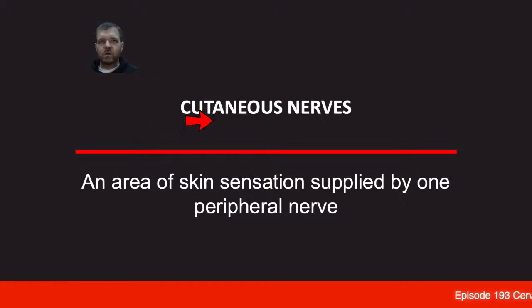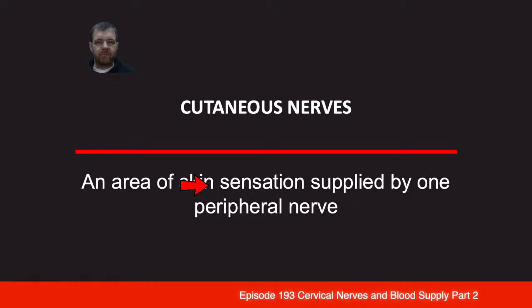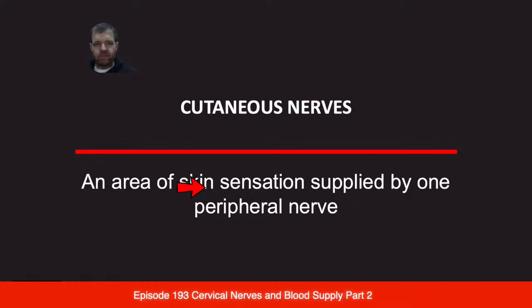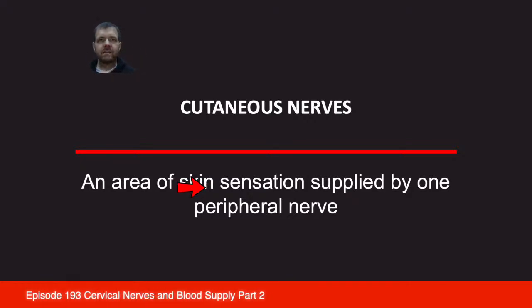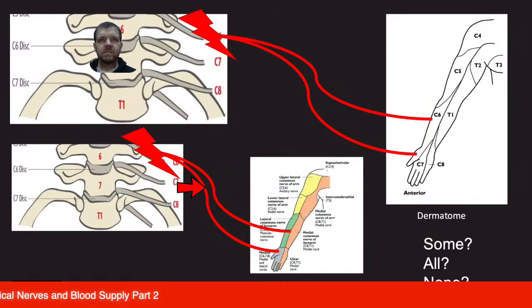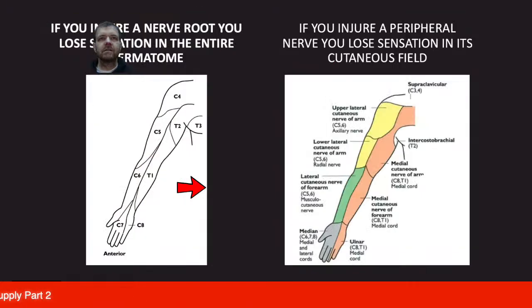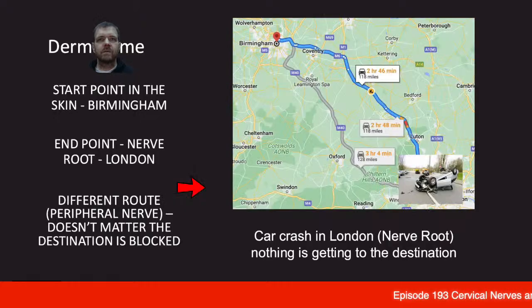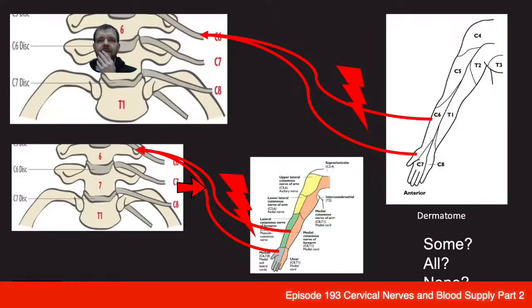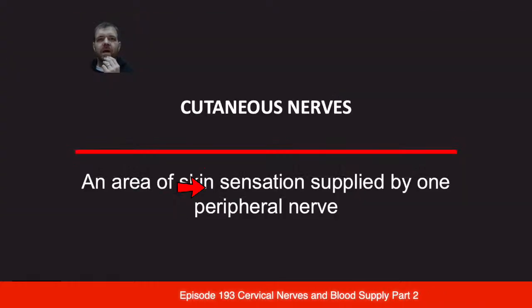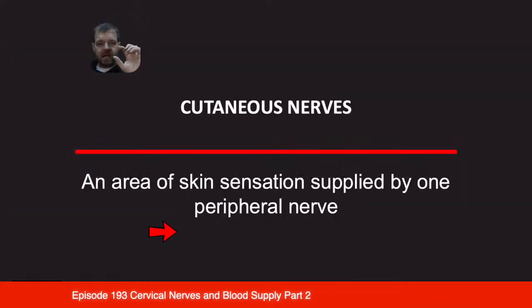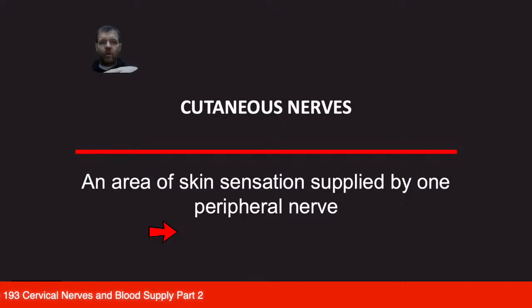Then we have something called cutaneous nerves. This is an area of skin sensation supplied by one peripheral nerve. And hopefully, I think I've got it on this presentation. Let's have a look. No, I didn't put it on this one. That's a shame. So yeah, basically you've got these offshoots of the peripheral nerve that supply the skin.